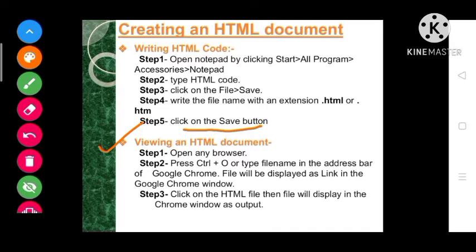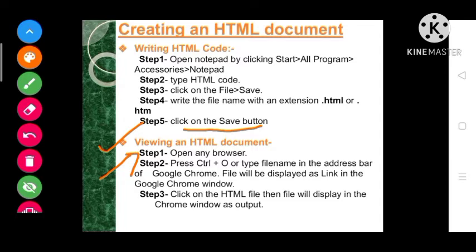To view your HTML document on the browser, first go to the place where you saved your file and double click on it. Automatically it will open in the default browser installed in your system. And another way, some steps are given.